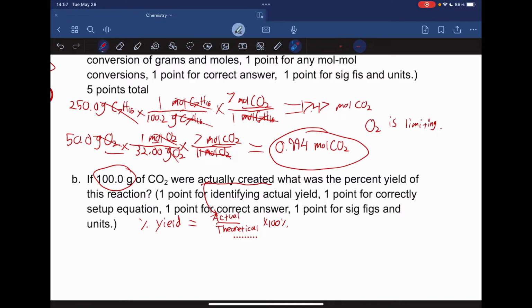So we have one step that we got to do. We got to take that 0.994 moles of CO2, and we got to convert it into grams of CO2. So we're going to put 1 mole of CO2 on the bottom, and we need the molar mass of CO2.